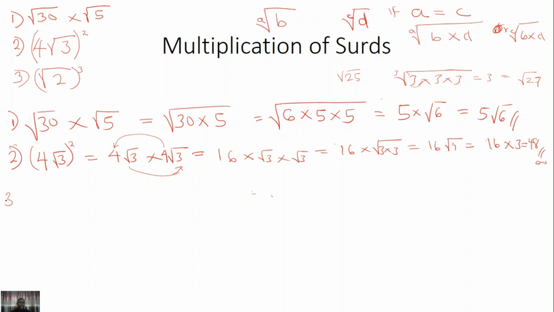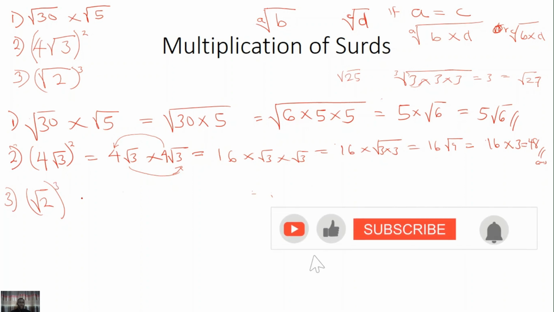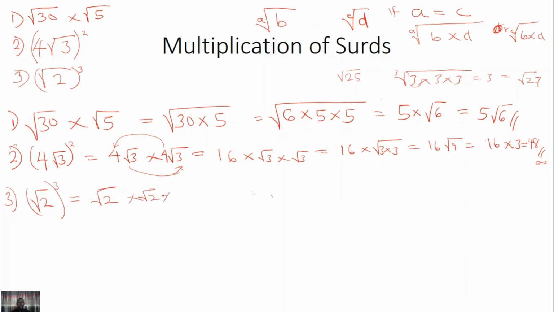Let's look at question 3. They said we should evaluate root 2 raised to power 3. This can be broken down into root 2 times root 2 times root 2. And this is equals to root 2 times 2 times 2.